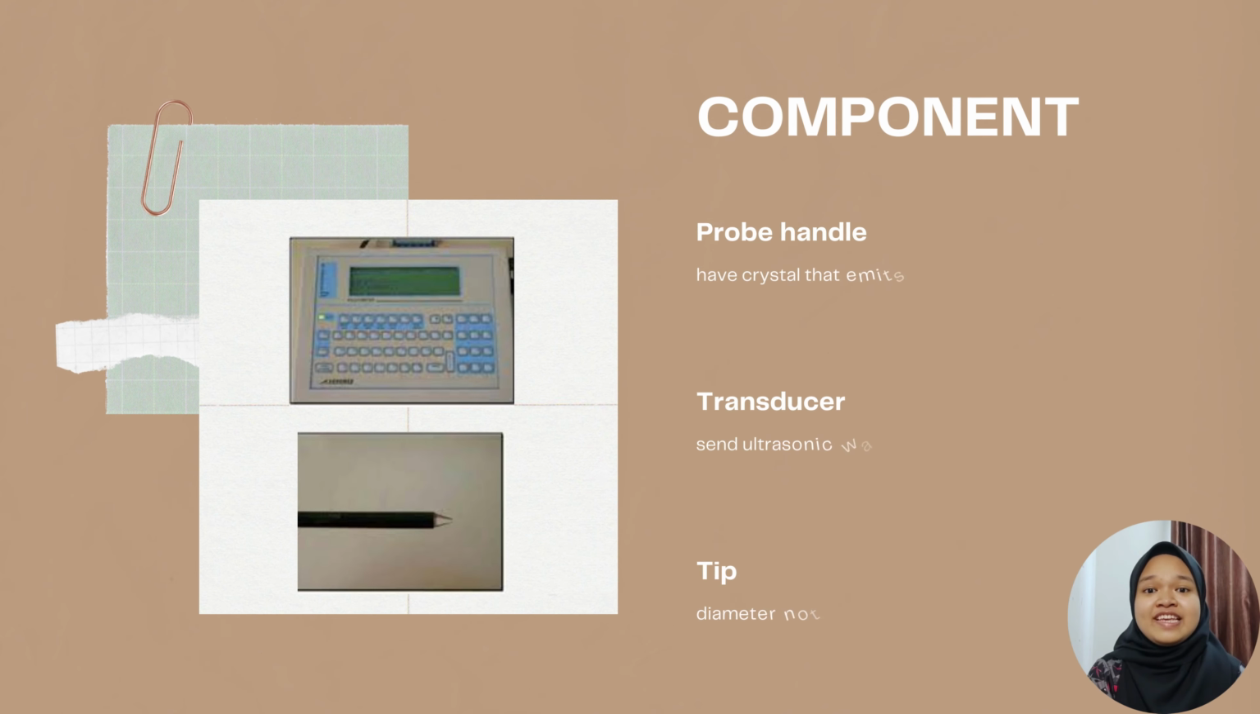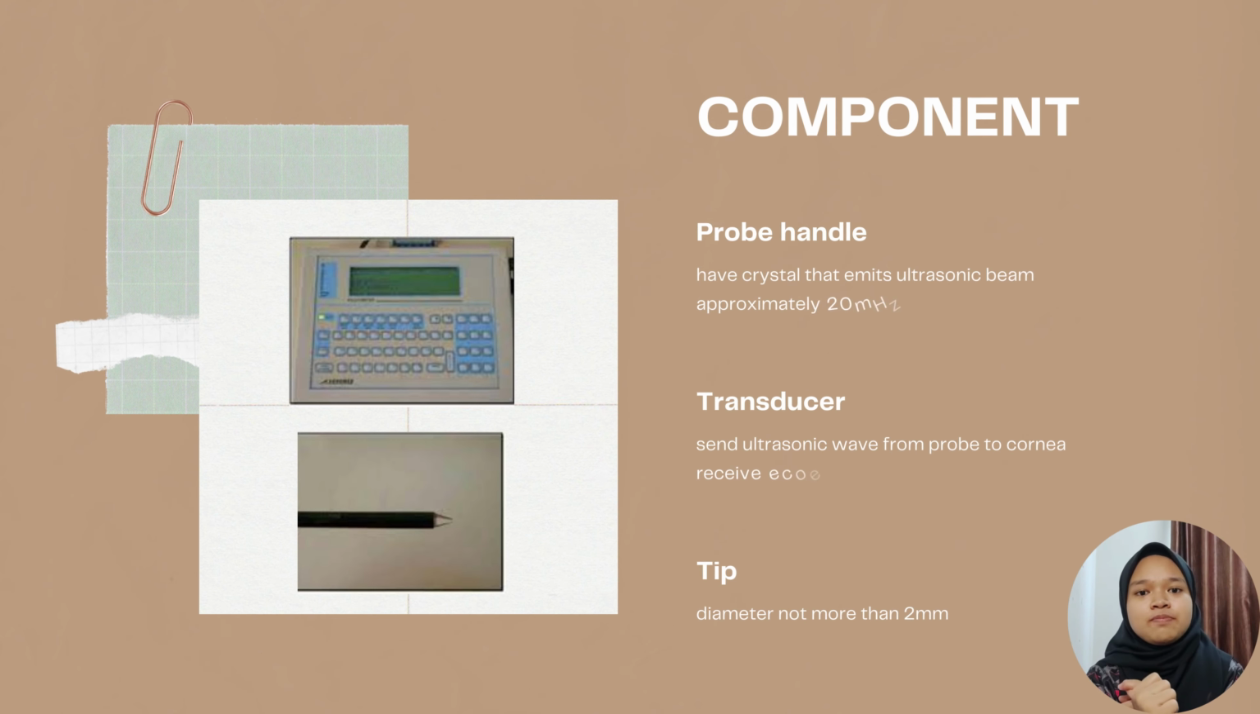There are three components that can be seen in USP. First one is the probe handle. This handle has a crystal that emits an ultrasonic beam of approximately 20 MHz. Next is the transducer, which functions in sending ultrasonic waves from the probe to the cornea and receiving echoes before they are converted into processed data. Lastly is the tip. The tip diameter must not be more than 2 mm. This tip will be in contact with the cornea, giving pressure to applanate it.